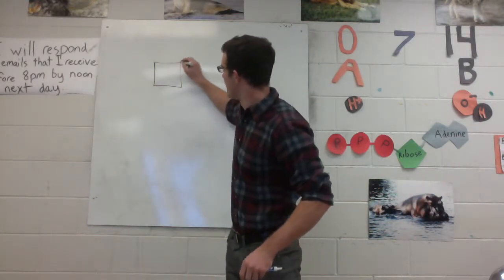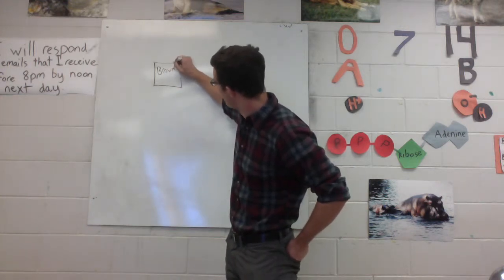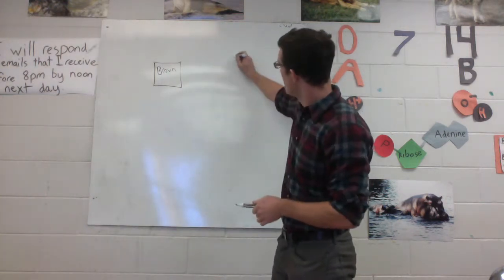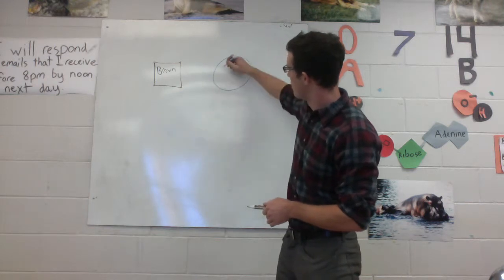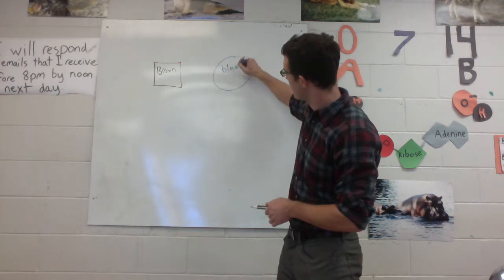All right, this square represents my father, Kent. Kent has brown eyes. This circle represents my mother, Laura. My mom has blue eyes.